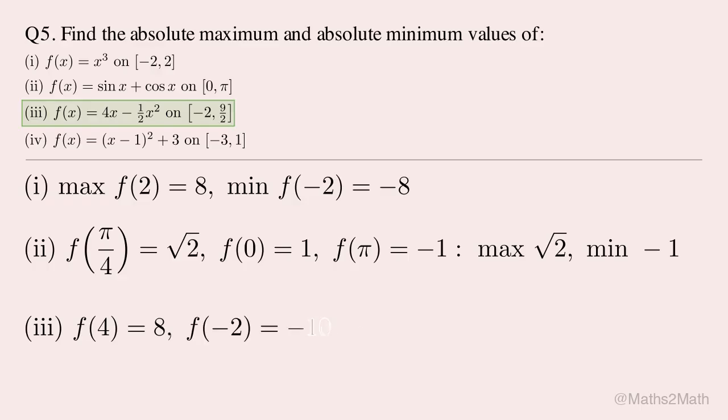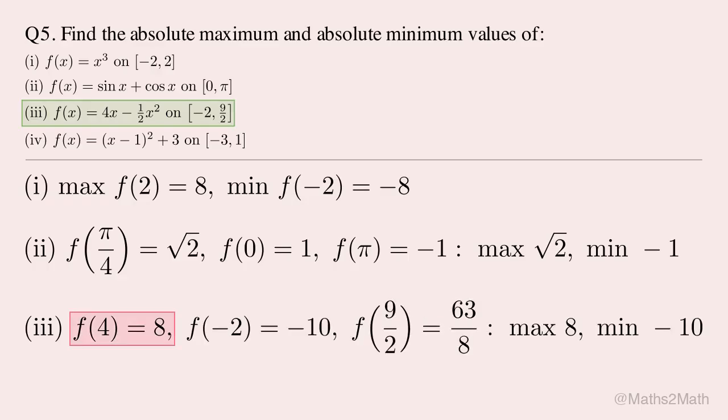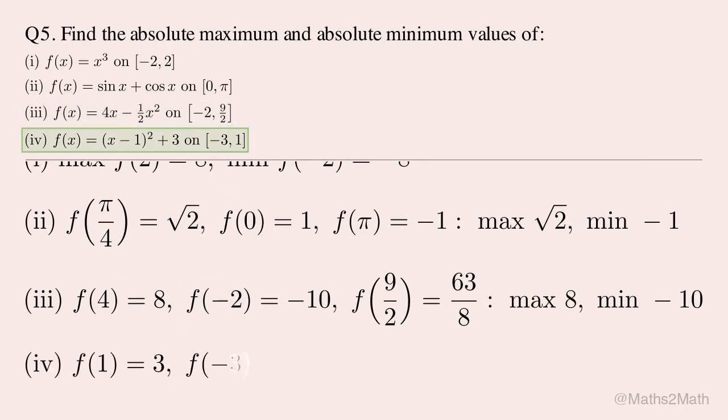Part 3, derivative 4 minus x vanishes at 4, giving 8. The endpoints give minus 10 and 63 over 8. Maximum 8 at 4, minimum minus 10 at minus 2. Part 4, the vertex x equals 1 is an endpoint here, value 3, the far endpoint gives 19. Maximum 19, minimum 3.